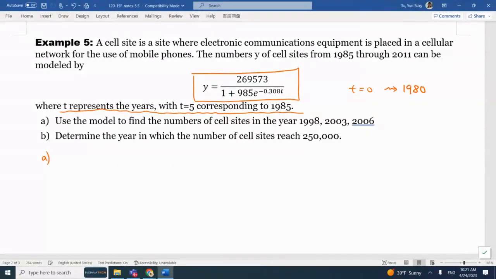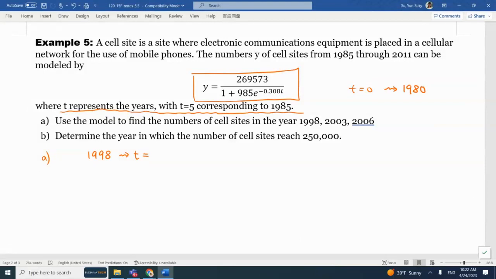Okay, part A. Use the model to find the number of cell sites in the year 1998, 2003, 2006. Okay, 1998 corresponds to T equals what number? 1980, T is 0. 1998, T is 18. You kind of subtract 1980, you get 18.